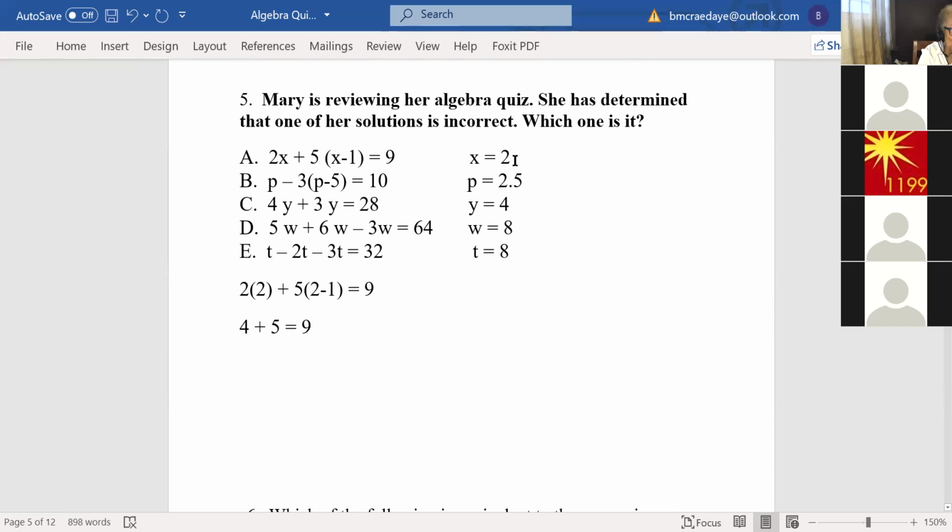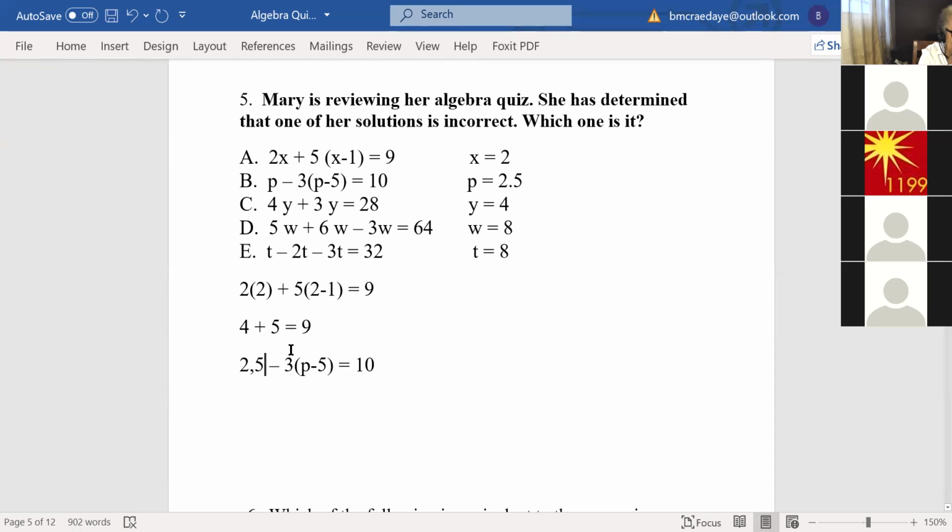All right, so if you put the 2 for the x and you multiply, 2 times 2 plus 5 times 2 minus 1, you get 9. So you had to substitute in for the variable in each one and see if you got what is on the right side. Number 1 is correct, because it says one of them is incorrect, so we know it's not A. Then you go to B. Now p is 2.5, so wherever you see a p, you put 2.5.